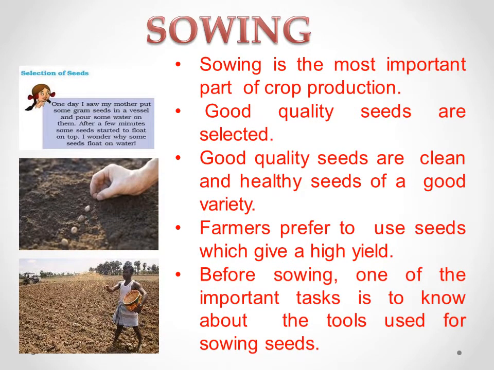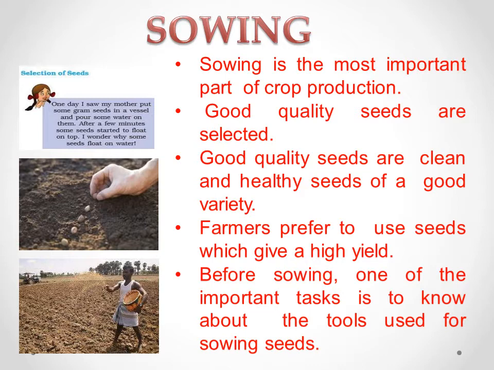The second step involved in crop production is sowing, which is an important part of crop production. Before sowing, it is the duty of every farmer to select good quality seeds. Good quality seeds will be clean and healthy seeds of a good variety. Farmers prefer to use seeds which give good yield.